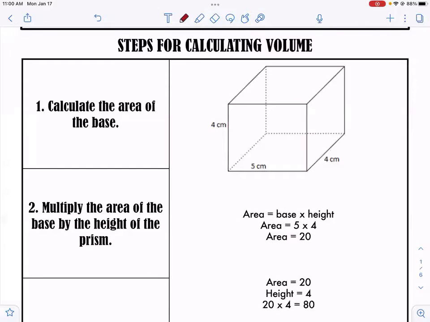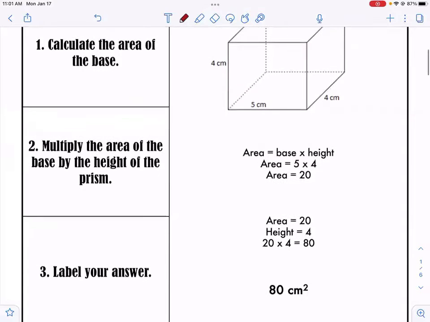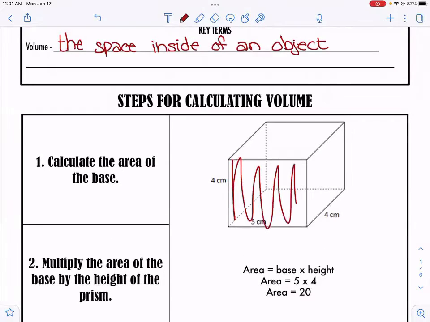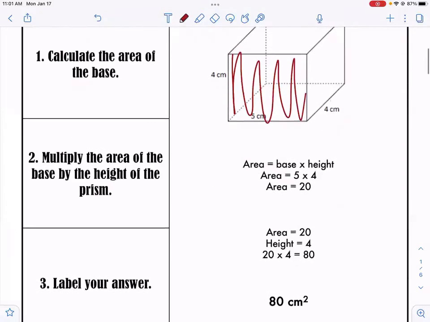Okay, steps for calculating volume. First, you got to find the area of the base. We're only doing rectangles and squares today. How do I find the area of a rectangle or a square? Base times height, right? Multiply. Okay, so if you look here, it says base times height. They did 5 times 4 to get the area of this front side. Then you multiply the area of the base by the height of the prism.